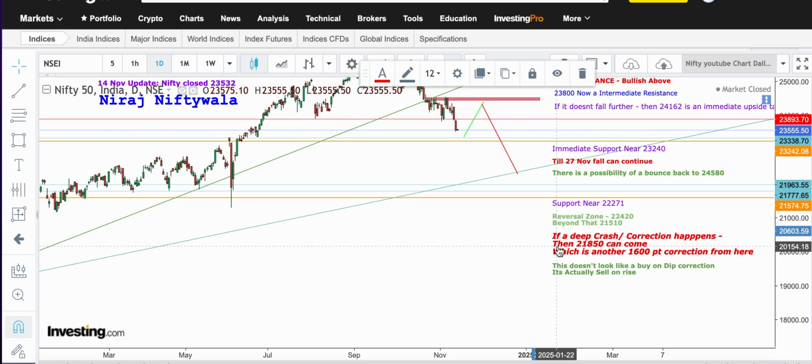What is the next level that can come? 21,850 can also come, which is another 1,600 point correction from here. So where are we right now? We are here. From here to here is how much? There is 1,600 points. That is what I am talking about over here.